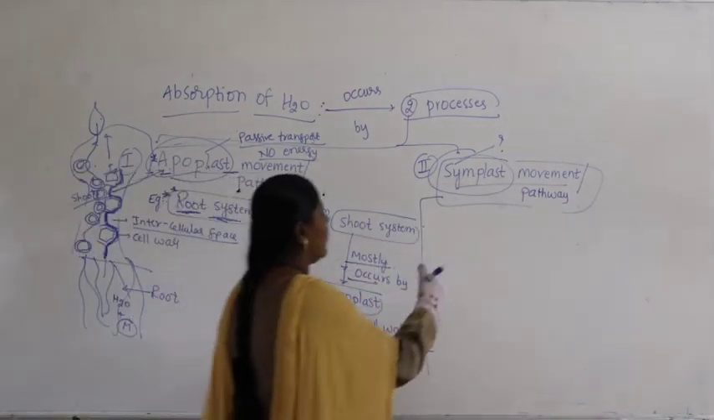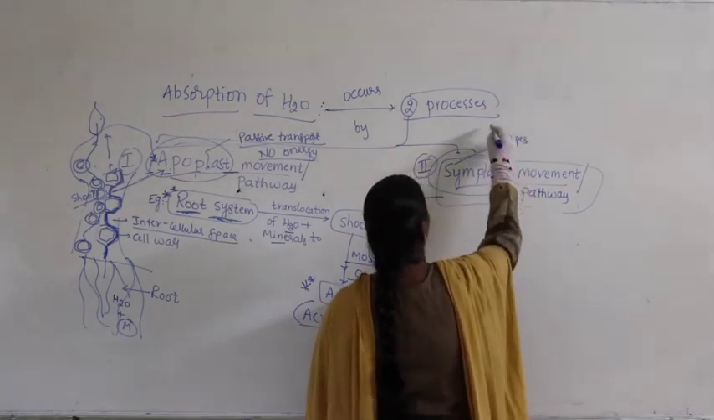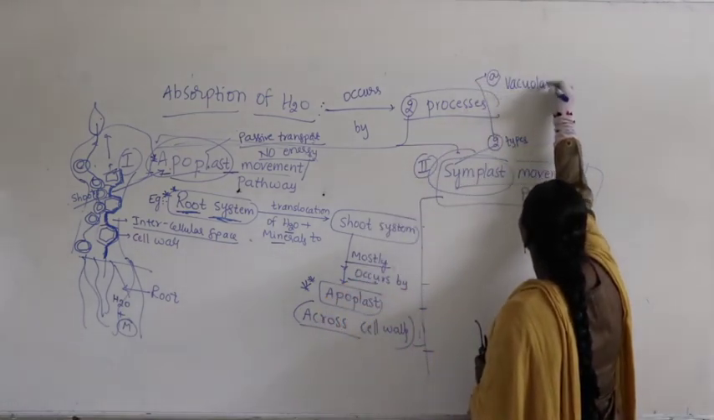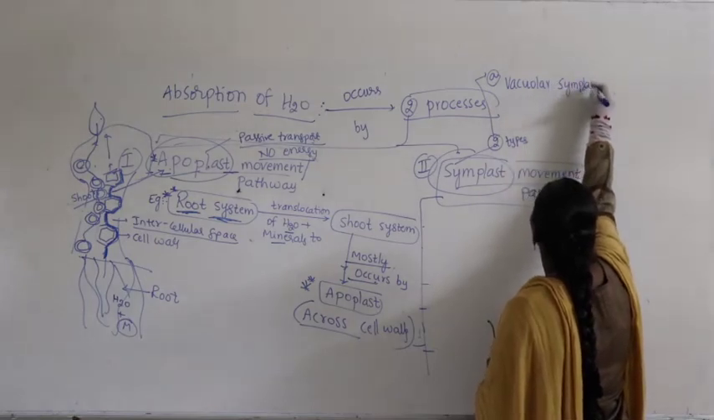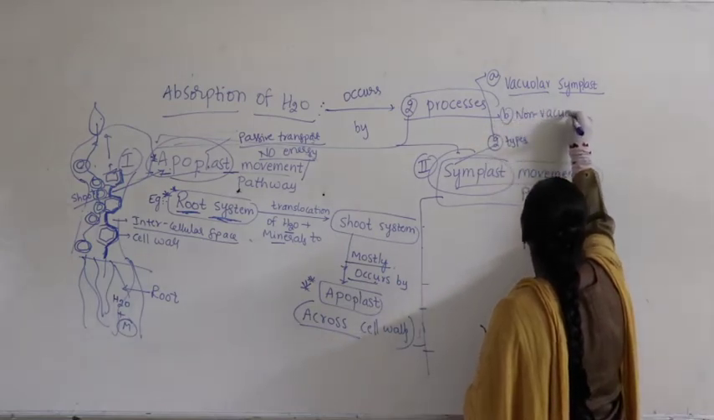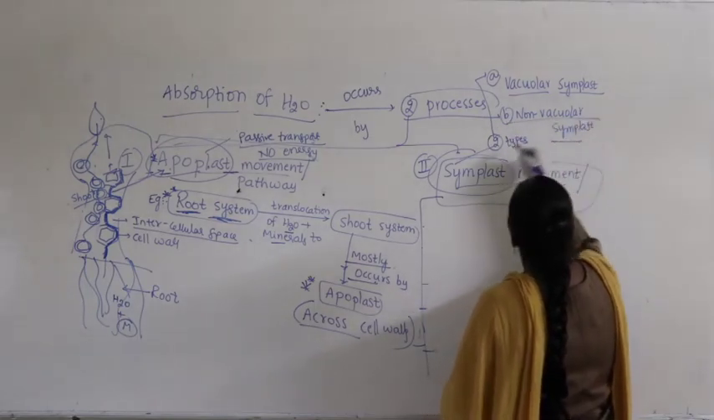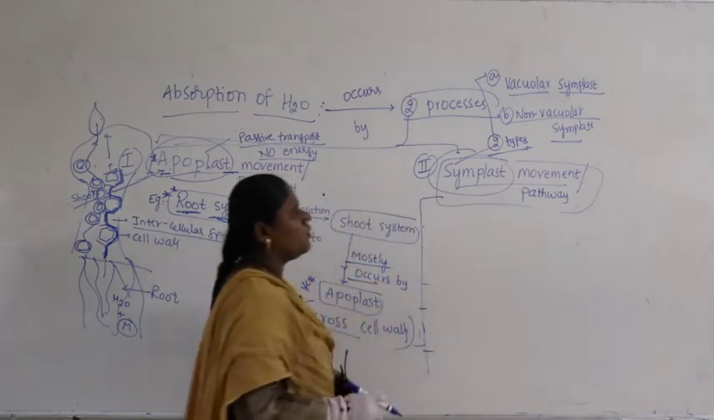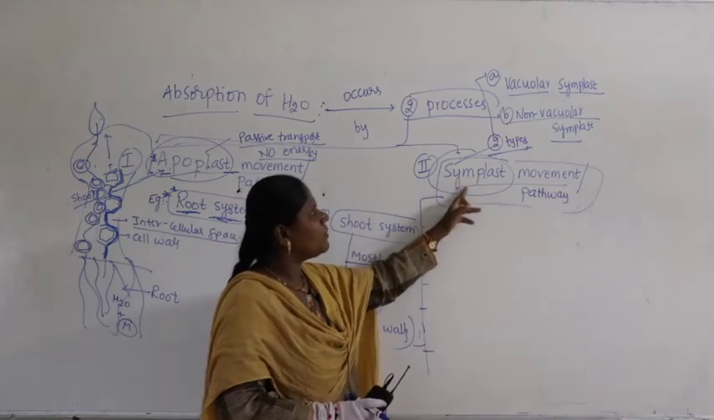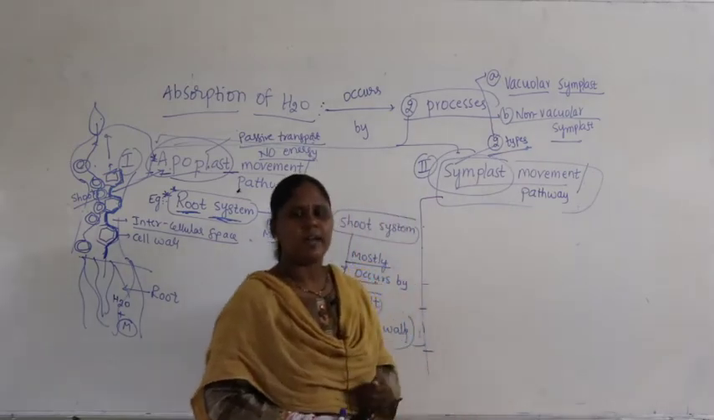It is of two types. What are the two types? We can write: the first one is vacuolar symplast, and the second one is non-vacuolar symplast. So the symplast, what you find here, is further divided into two types: vacuolar symplast and non-vacuolar symplast.